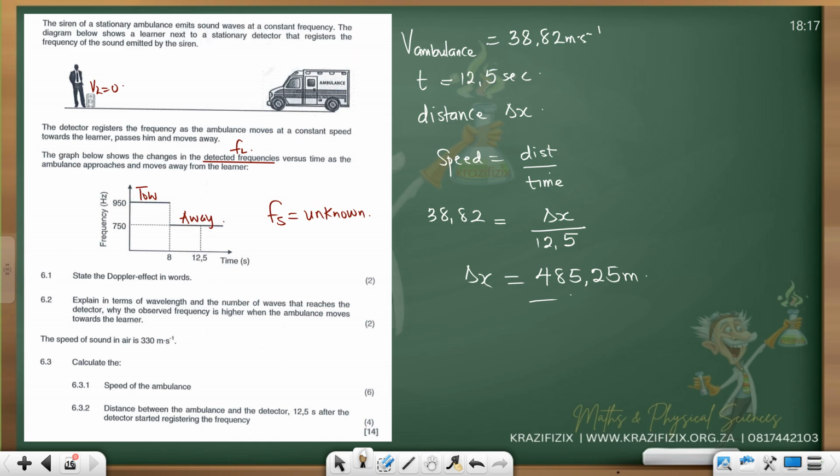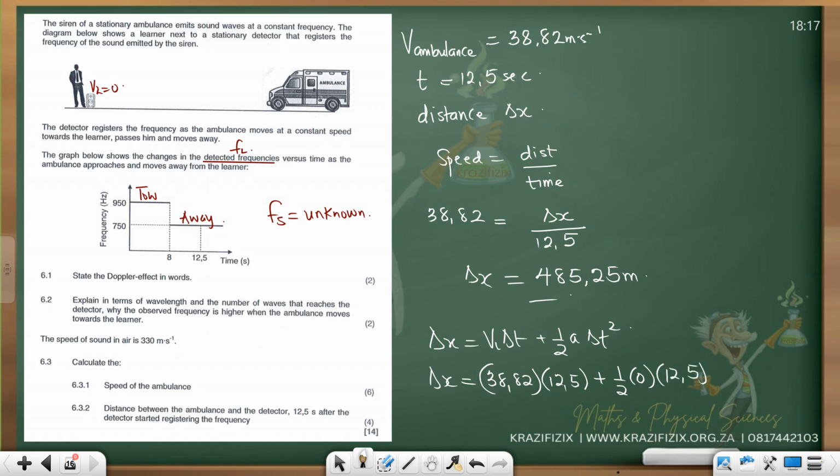Make a list of the things that you have and work through. And you can also use the normal formulas you know. You can use delta x equals vi delta t plus half a delta t squared. You will get the same answer. We're looking for delta x. Our initial speed is 38,82. Time is 12,5. Acceleration is 0. Why? The ambulance is moving at constant speed. You'll get the same answer. All right, so take note of that. We can use either of the two formulas. Are we good, everybody? We're good. Okay, beautiful.